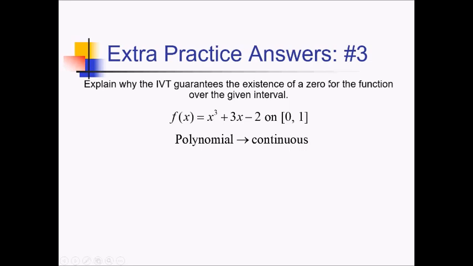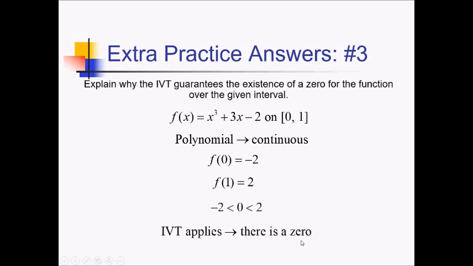So in this case, we have to show that 0 is between f of the first endpoint, f of 0, and f of 1. f of 0 is pretty easy on this one. That zeroes out anything with an x, and we just get -2. f of 1, that's going to be 1 plus 3 is 4, minus 2 is 2. And 0 is indeed between -2 and +2. Therefore, the IVT guarantees that there is a 0 on this interval.